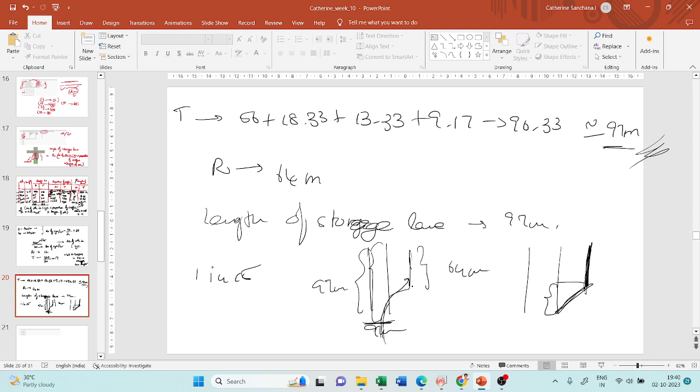So for one width, 1 meter in the horizontal direction, the distance in the vertical direction is 15 meters. Okay, since it is a 3 lane, it has to have 3 times 15, which is 45. They already told you that the width of the storage lane is 3 meters.